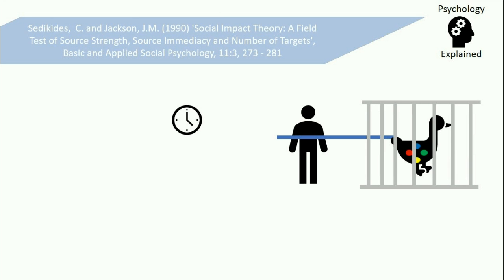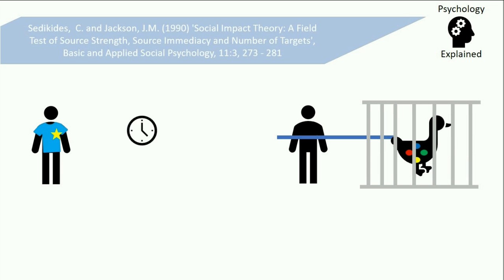What they did in the study was tell a member of the public not to lean against the railing which surrounded the cage. The man doing the telling off either had low strength and was dressed in ordinary clothes, or had high strength and was dressed as a zoo guard. They also looked at how obedient people were instantly after being told off versus after some time had passed. And finally, they were alone or in a group.